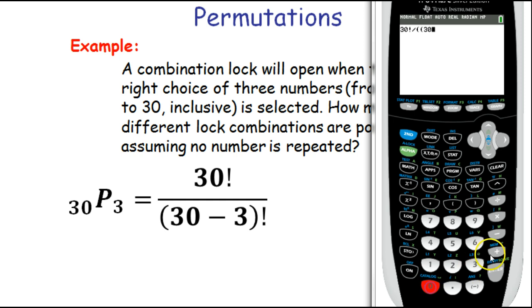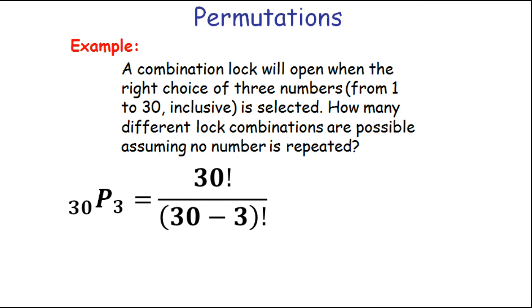So we're going to do 30 minus 3, close my parenthesis, then I can do my factorial. Again, that's found right here in math. We're going to go over to probability and option number 4. Then I can close my parenthesis. Notice how I have 2 parentheses here on the bottom, one for the 30 minus 3 and one for this factorial as well. That will ensure that we get the correct answer. So your answer here should have been 24,360.